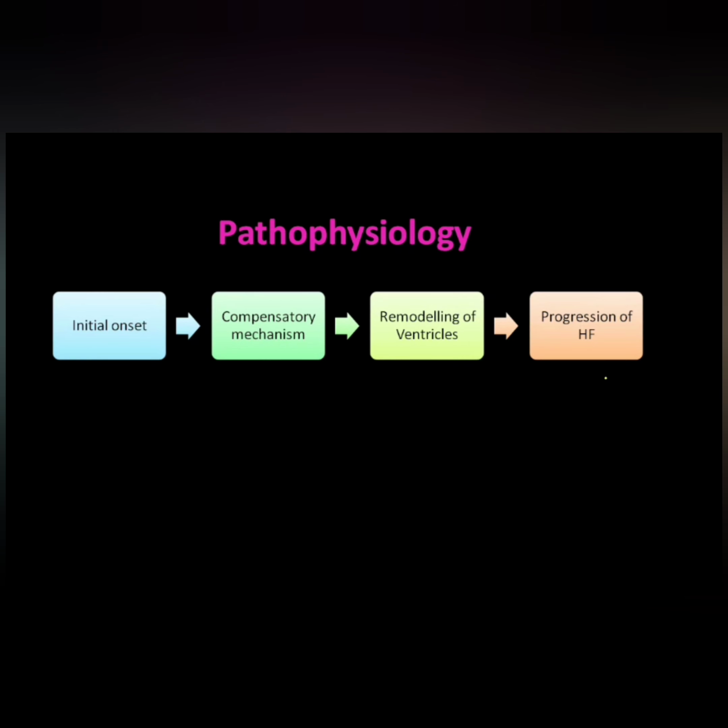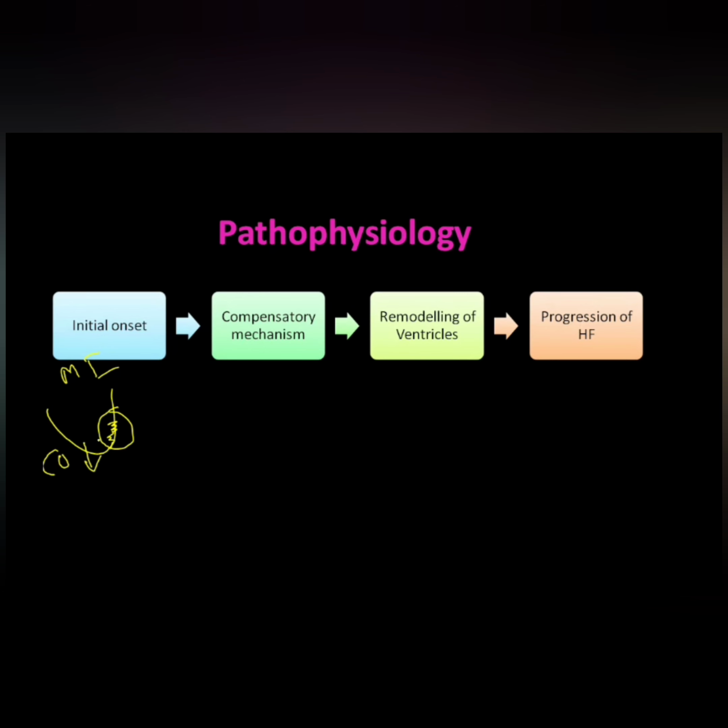Let us suppose MI is your initial insult. So you have the ventricles, you have myocardial infarction, and this part is going to heal with fibrosis. Even if it is replaced with the fibrosed tissue, it is not able to pump like it was doing before. So cardiac output anyway is going to reduce once you get myocardial infarction.